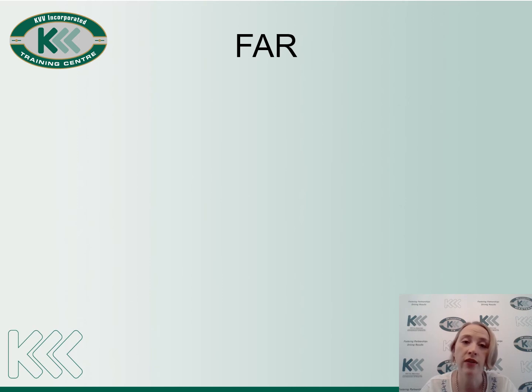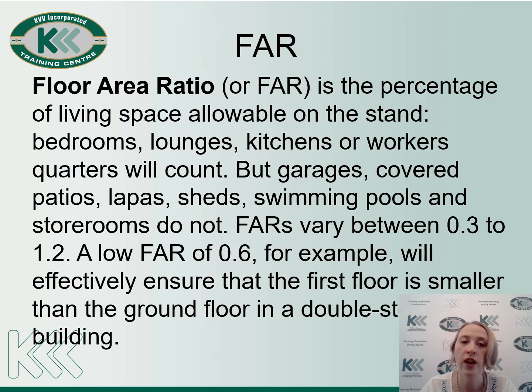As opposed to coverage stands FAR, or floor area ratio. That is the percentage of living space allowable on the stand. Bedrooms, lounges, kitchens or workers' quarters will count, but garages, covered patios, lapas, sheds, swimming pools and storerooms do not. FARs vary between 0.3 to 1.2. A low FAR of 0.6, for example, will effectively ensure that the first floor is smaller than the ground floor in a double-story building.